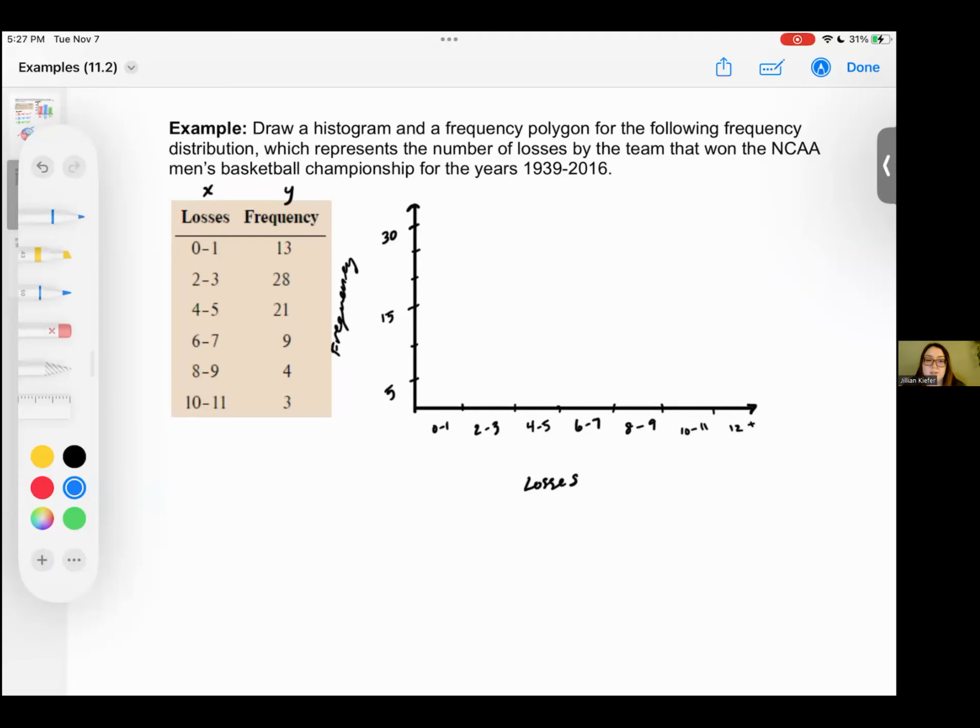So our losses for 0 to 1, the frequency would be 13. So on the first part here, between 0 and 1, we want to make sure that it goes to about 13. So we have a 15 notch. We're just going to make it a little bit more than halfway between the 10 and 15 notch. So it'd probably be right around here in this case.